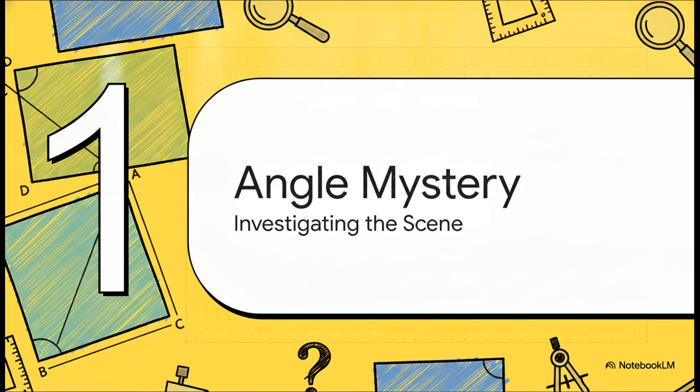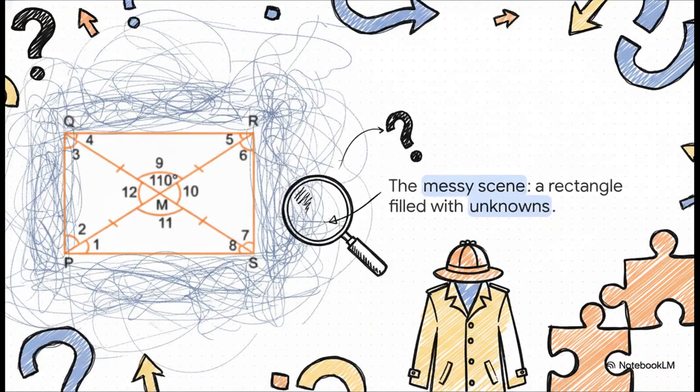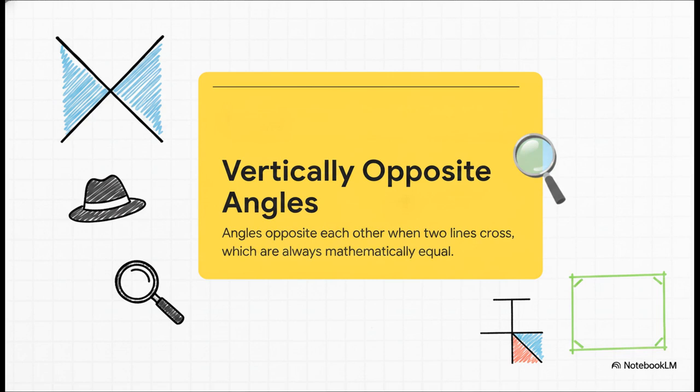Section 1. The Quadrilateral Angle Mystery. Investigating the Scene. Now, when you first look at this geometric setup, it looks, well, completely chaotic. We've got a rectangle intersected by diagonal lines, which creates this incredibly complex web of triangles filled with unknowns. We're talking angles numbered 1 all the way through 12. It feels super overwhelming at first glance, but as with literally any good mystery, we just need to break it down. So to crack this, we got to pull out a couple of trusted tools from our source material.